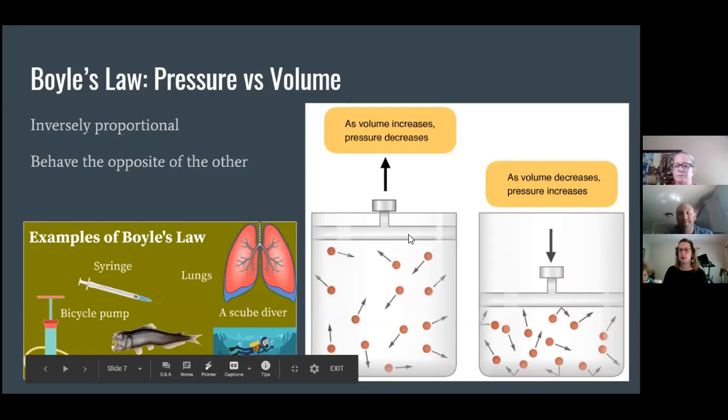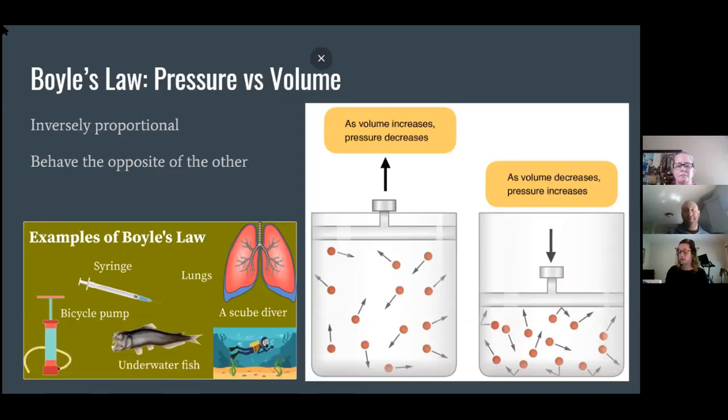If you look at the big diagram on the right, we have a piston. The handle can be pulled up or pushed down to change how big the space is. If you look at the picture on the left, when the molecules have more space, they're going to be further away from each other. As they're further away from each other, the likelihood of colliding is a lot less. So in a bigger volume, the pressure is pretty low.